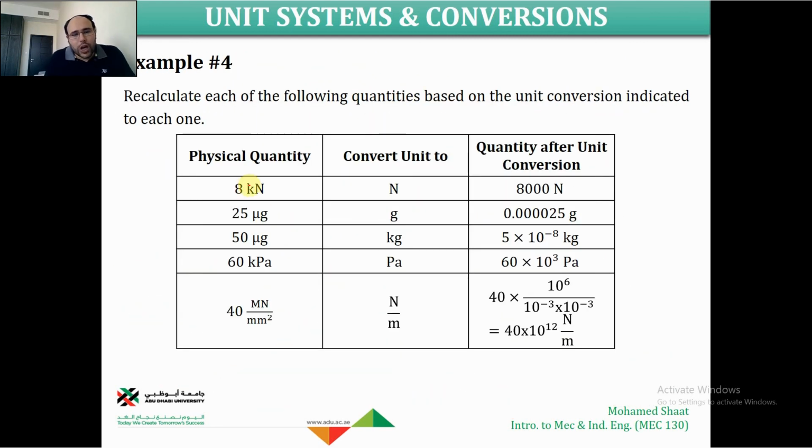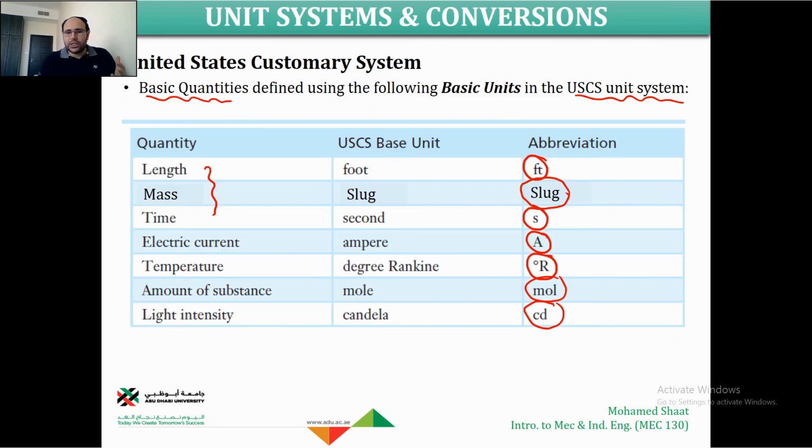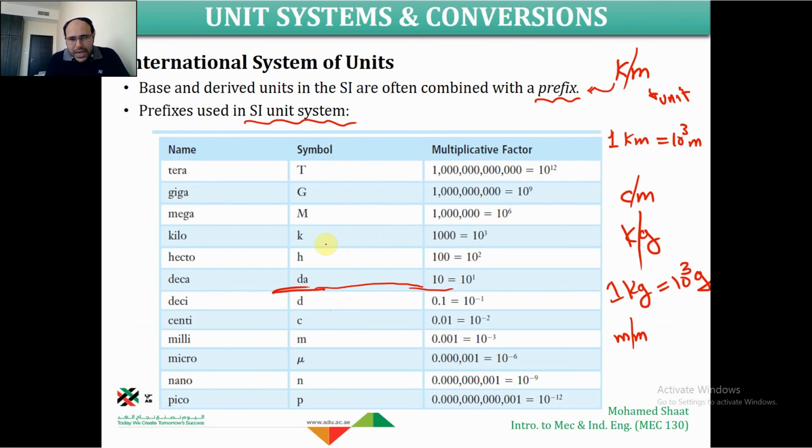How about, for example, if we have 8 kilonewton. So this is the value. Kilonewton, it means that Newton indicates a force, right? So this is a physical quantity that has a value of 8 kilonewton, and we need to convert it into Newton. So the unit is kilonewton. We need to convert the unit into Newton, not kilonewton. So it means that we have to get rid of the K. The K is a prefix. So going back to this table again, the K prefix has a value of 10 to the power 3.